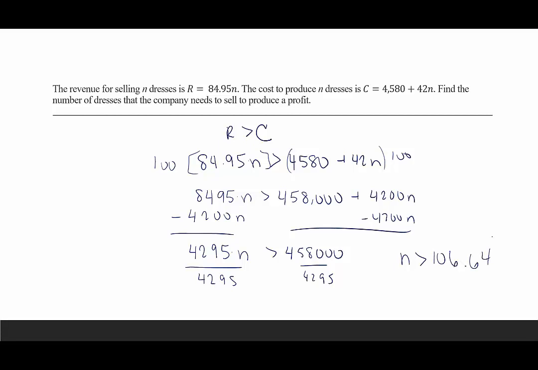But what are we talking about? What is n representing? N is representing the number of dresses sold, so we should by default bump up. And so we're going to say n has to be greater than 107, or actually in this case it could be or equal to, because if she sells 107 dresses, she's going to make a profit. So what we might want to say is at least 107 dresses to make that profit.